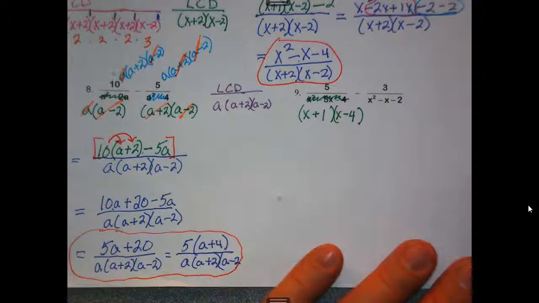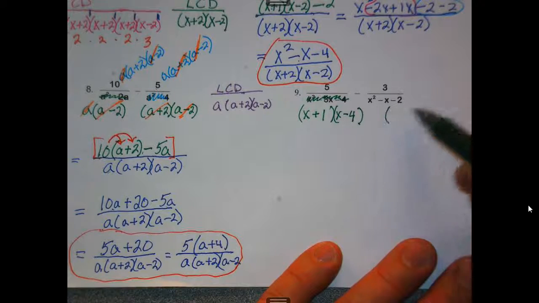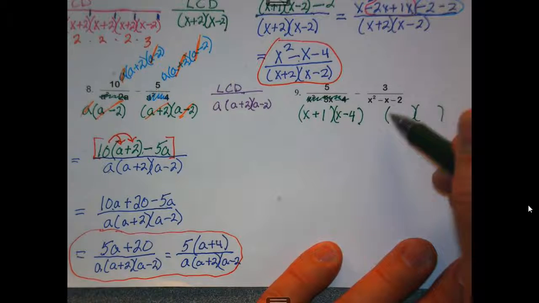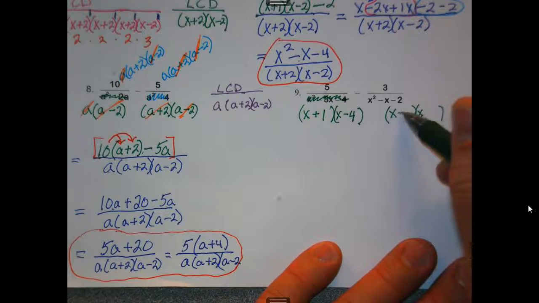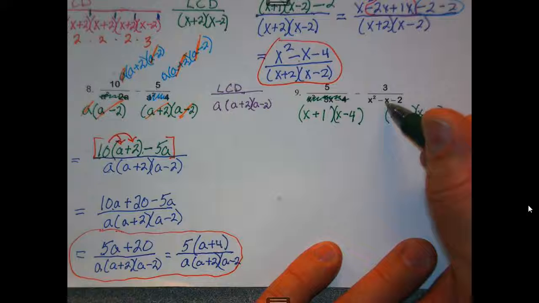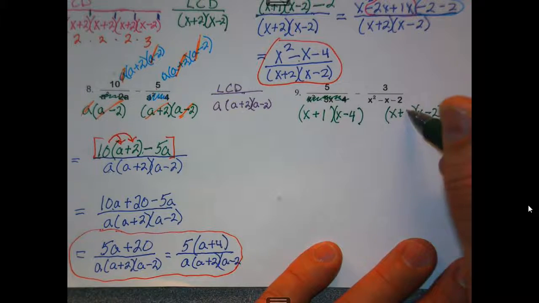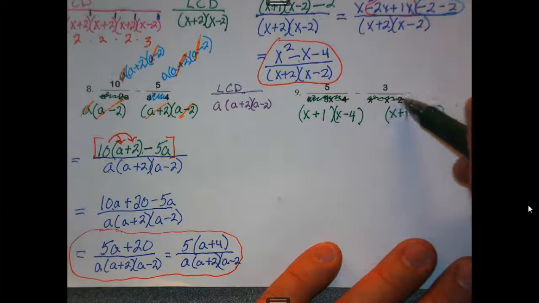Okay, next fraction. Have to factor it. X times x is x squared. That's a minus, so I have a plus and a minus. The bigger number has to be the minus, so 2 times 1 is 2.